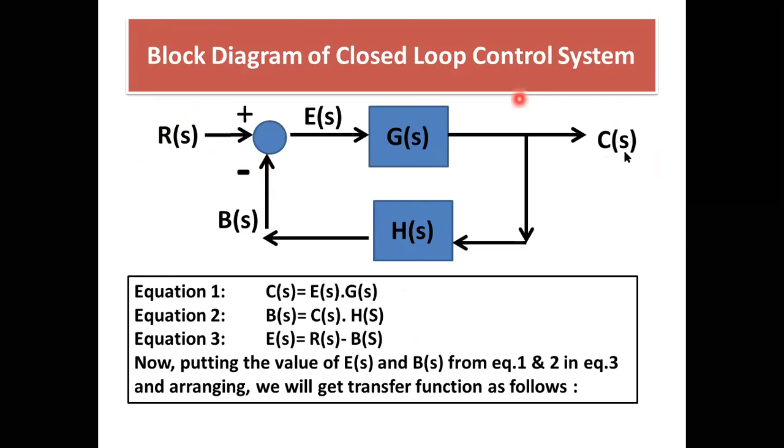This particular G(s) will represent the controller gain, or controller gain multiplied by plant gain, and G(s) would also be called the open loop gain, and H(s) would be the sensor gain. Now, when we have to calculate the value of C(s) by R(s), we will take three equations. In equation number one, you can see the value of C(s) is E(s) multiplied by G(s).